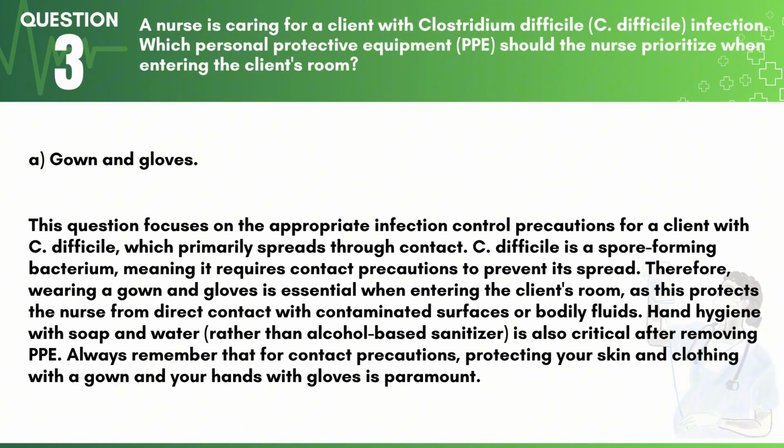Answer: A. Gown and gloves. This question focuses on the appropriate infection control precautions for a client with C. difficile, which primarily spreads through contact. C. difficile is a spore-forming bacterium, meaning it requires contact precautions to prevent its spread. Therefore, wearing a gown and gloves is essential when entering the client's room, as this protects the nurse from direct contact with contaminated surfaces or bodily fluids.